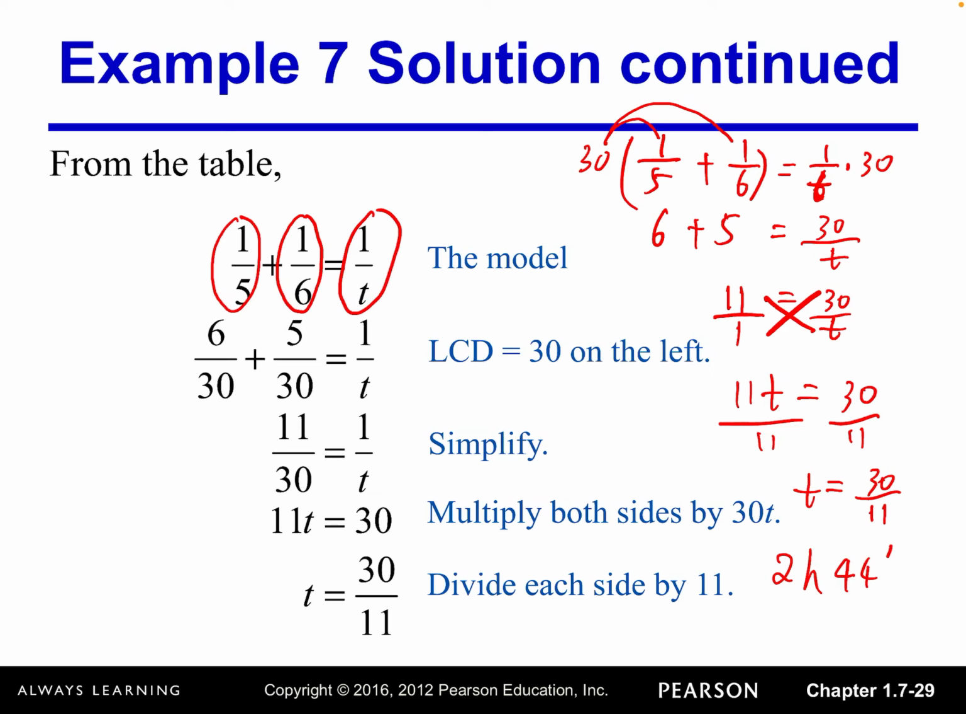So can they make the golf date? Yes. They start at 10 o'clock a.m., right? If they work together, it takes 2 hours 44 minutes. So the two of them working together complete the job at 12:45. The golf reservation is at 1 o'clock p.m., right? So they should be able to make the golf date.